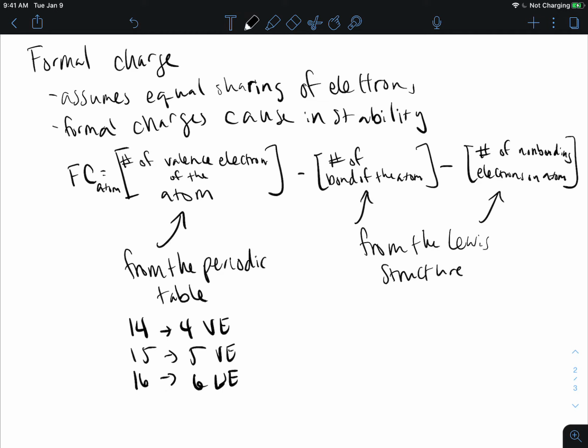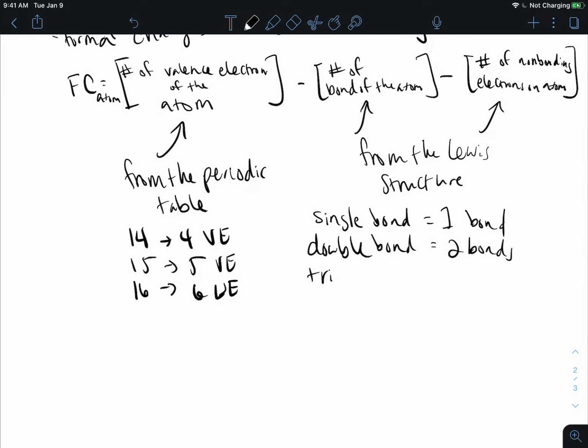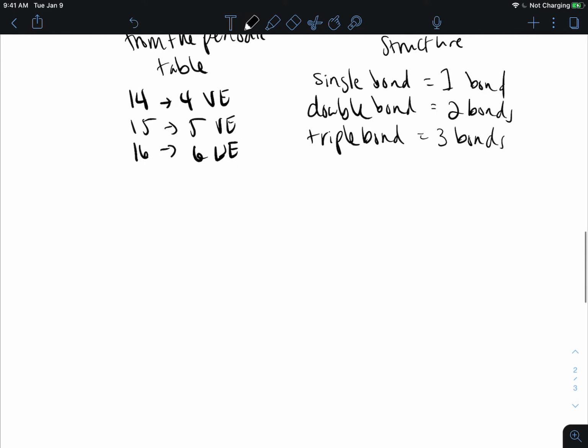And for each single bond, that equals 1 bond. For each double bond, that equals 2 bonds. And for each triple bond, that equals 3 bonds. And then our number of non-bonding electrons, 1 electron equals 1, 2 electrons, 2, so on and so forth. Pretty easy. Let's try an example.